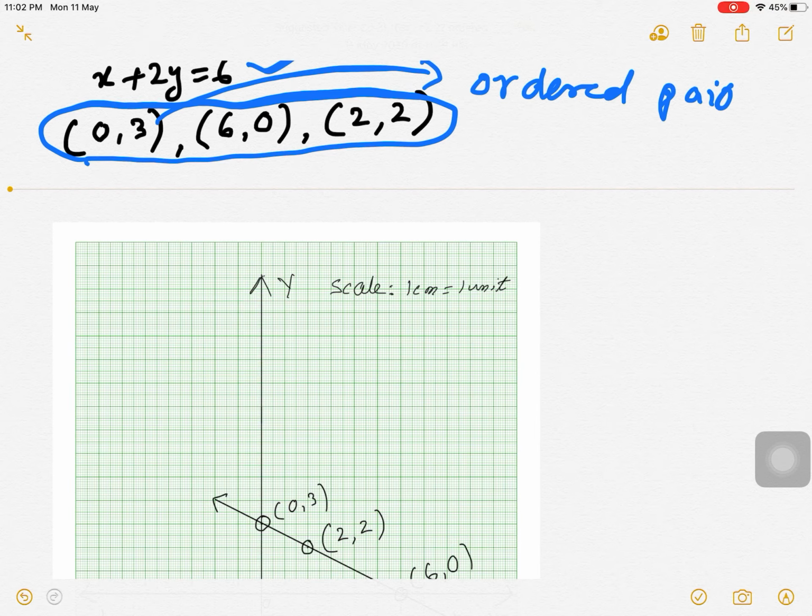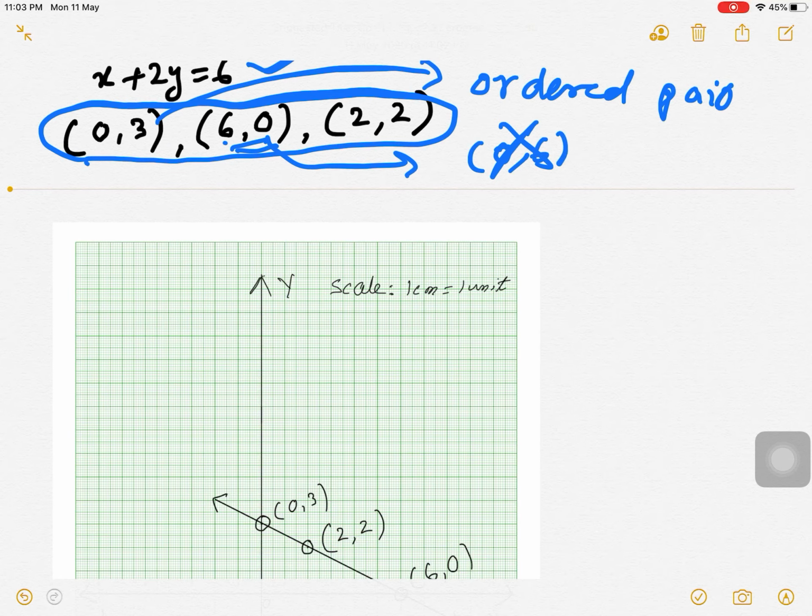Here the ordered pair (0, 3) means the value of x is 0 and the value of y is 3. The ordered pair (6, 0) means the value of x is 6 and the value of y is 0. In this way we write the solutions in the form of ordered pairs, and we cannot change this order. If I write 6, 0 as 0, 6, then it will be a wrong representation, because 0 will give you the value of x and 6 will give you the value of y, which is wrong. So we cannot reverse this order, right?